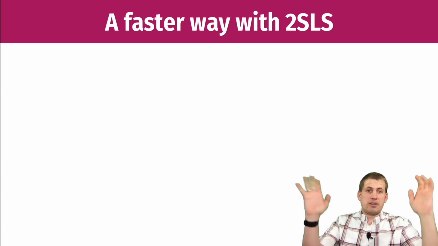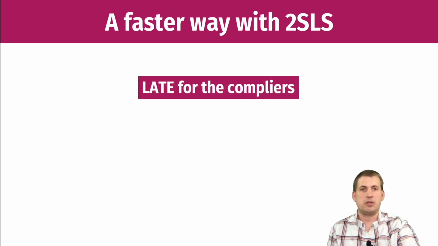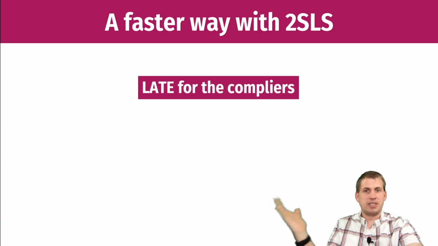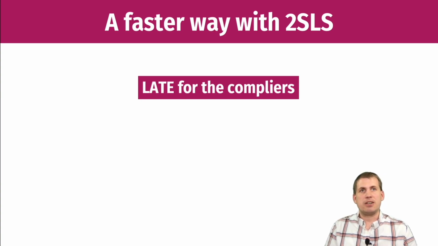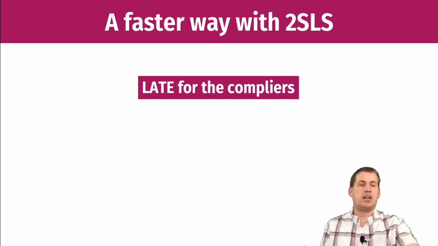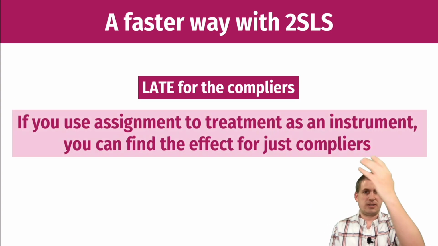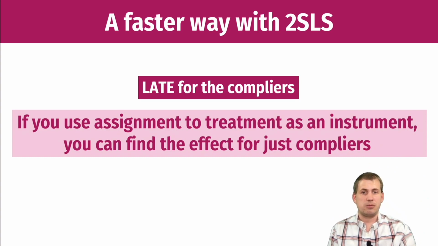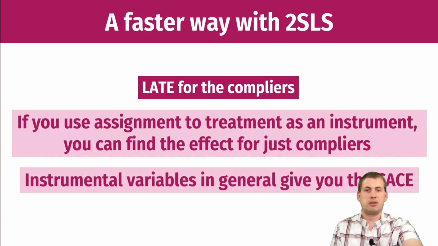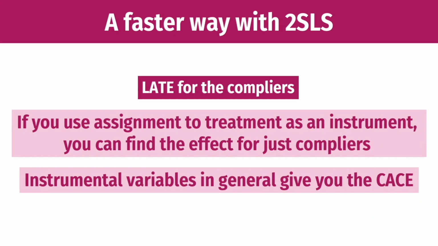The magic thing about all of this is, again, it's faster to do with this two-stage least squares regression stuff. Because as I've mentioned throughout this lecture, any of the causal effects that you're finding with instrumental variables is the treatment effect for just the compliers, which means it's the complier average causal effect, which is the thing that we want. So if you use the assignment to treatment as an instrument, you essentially find the effect for just the compliers. And in general, instrumental variables give you the complier average causal effect.